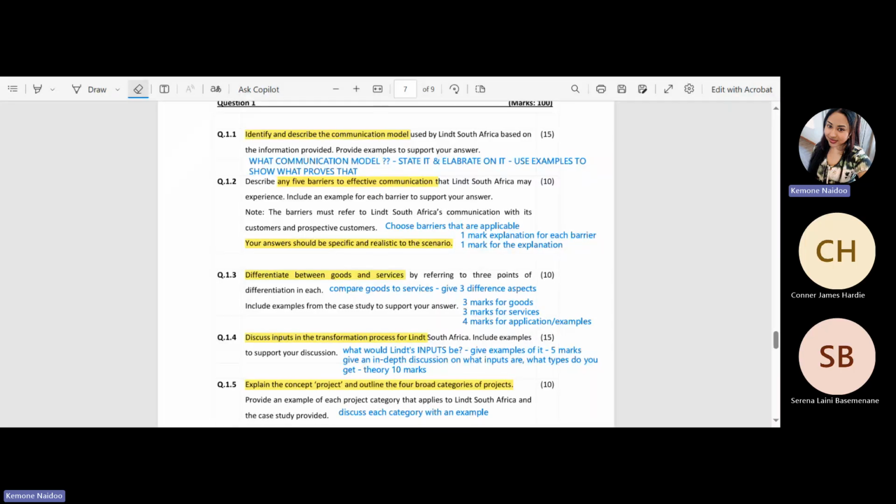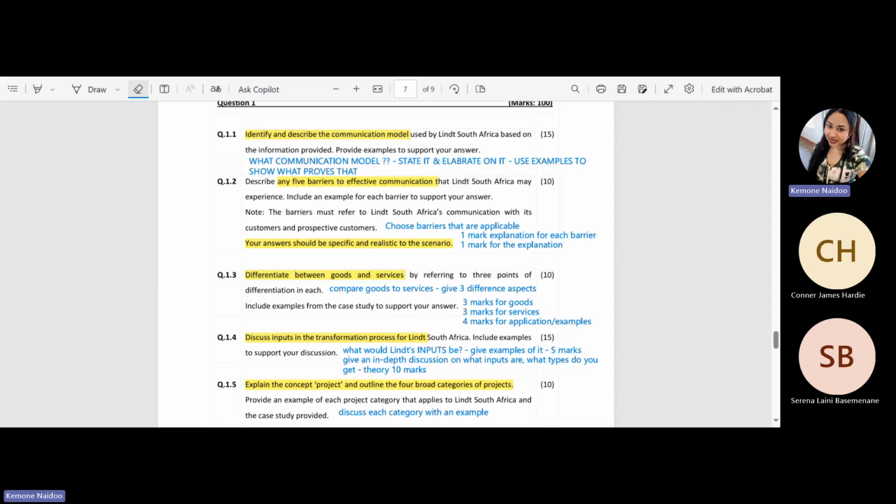Elaborate on it. When you are asked to describe something, you are asked to provide a lot of detail about it. So say everything that you know about this communication model that you've chosen, and you are going to speak on it using examples to support your answer. So use your textbook to frame out your theory. So go to the communication section, go and identify which communication model you think Lindt is using, write about it, go do your additional research, add more context to your theory, and then provide an example to support the answer and take the example from Lindt.